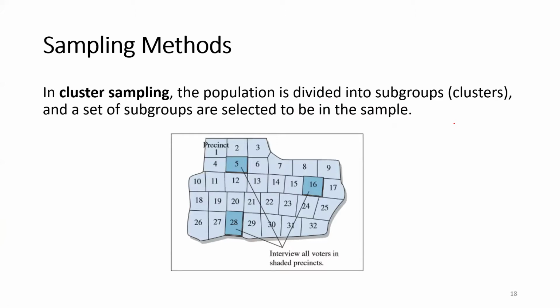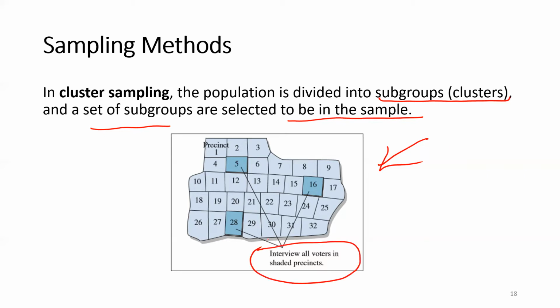Sampling methods continued. There's a method called cluster sampling, in which you take the population and divide it into clusters or subgroups, and a set of the subgroups are selected to be in the sample. Here's an example of maybe a large city which has, say, 32 voting precincts, and you select precincts 5, 16, and 28, and interview all the voters in the shaded precinct.